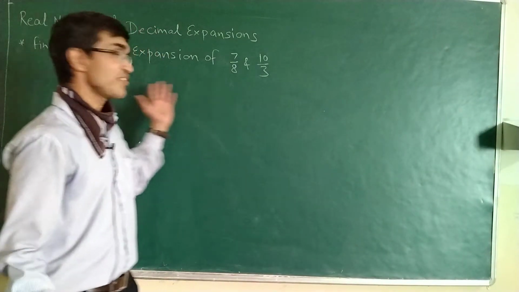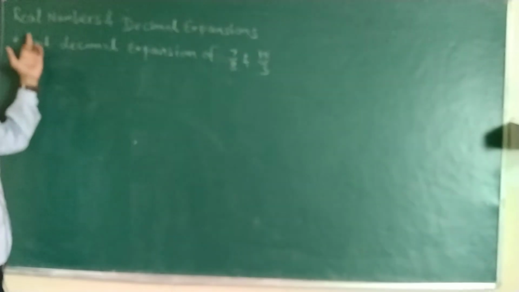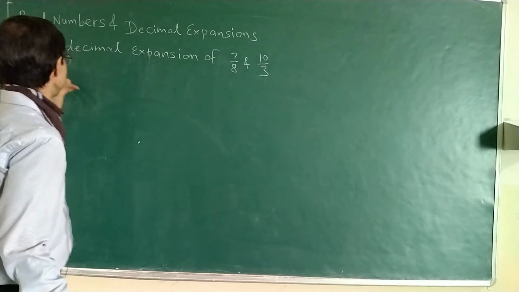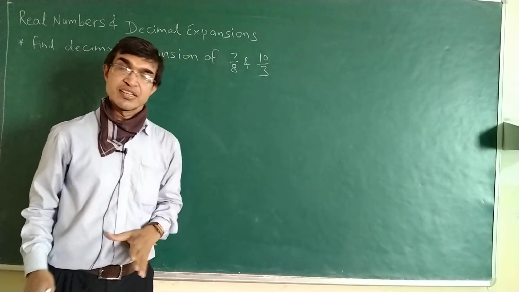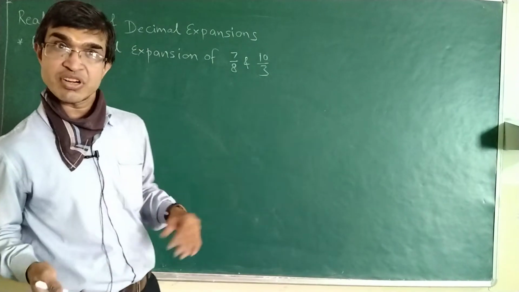Today we'll discuss exercise 1.3 of class 9 maths. We'll start with the concept of real numbers and decimal expansions. Your question is: find the decimal expansions of 7 by 8 and 10 by 3. How will we find this, and how do we find whether it is terminating or non-terminating? We'll see this step by step.